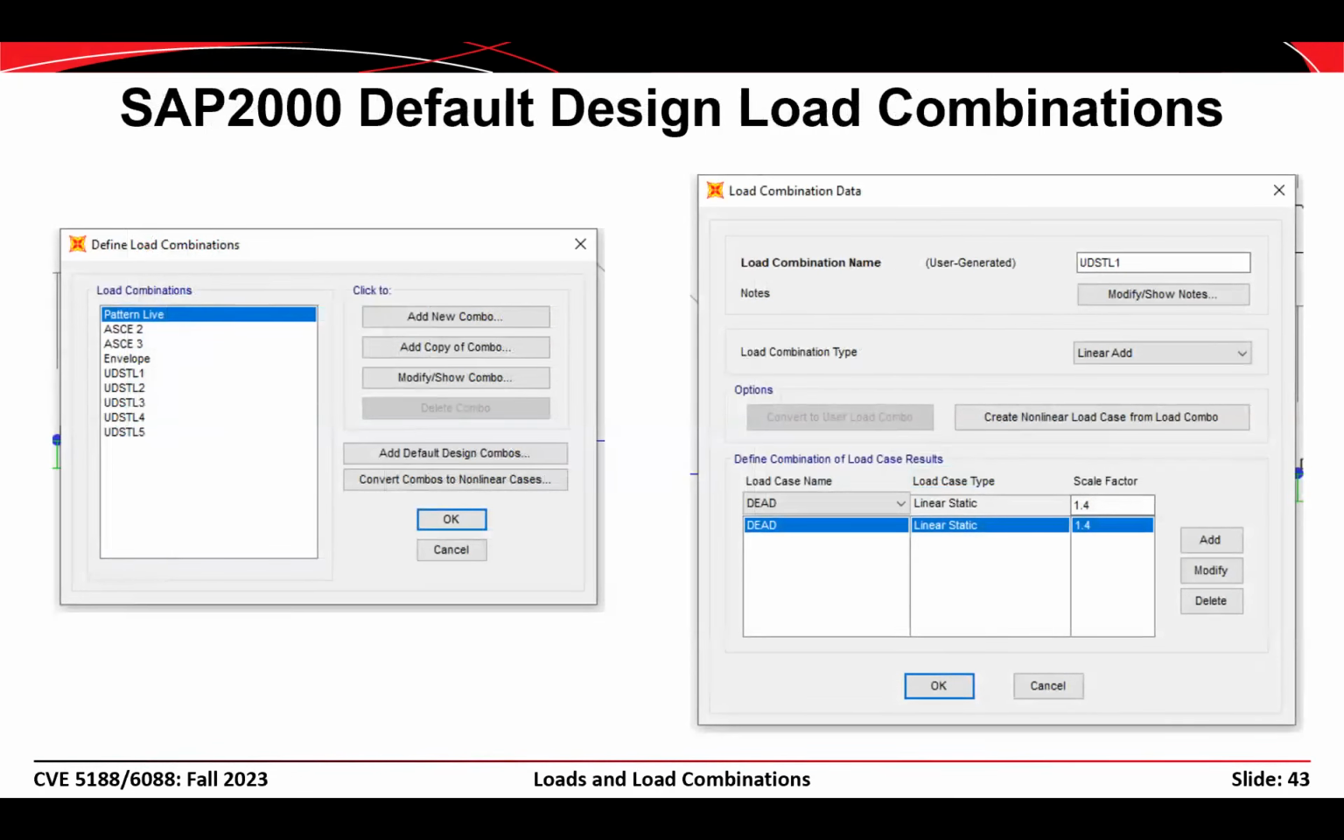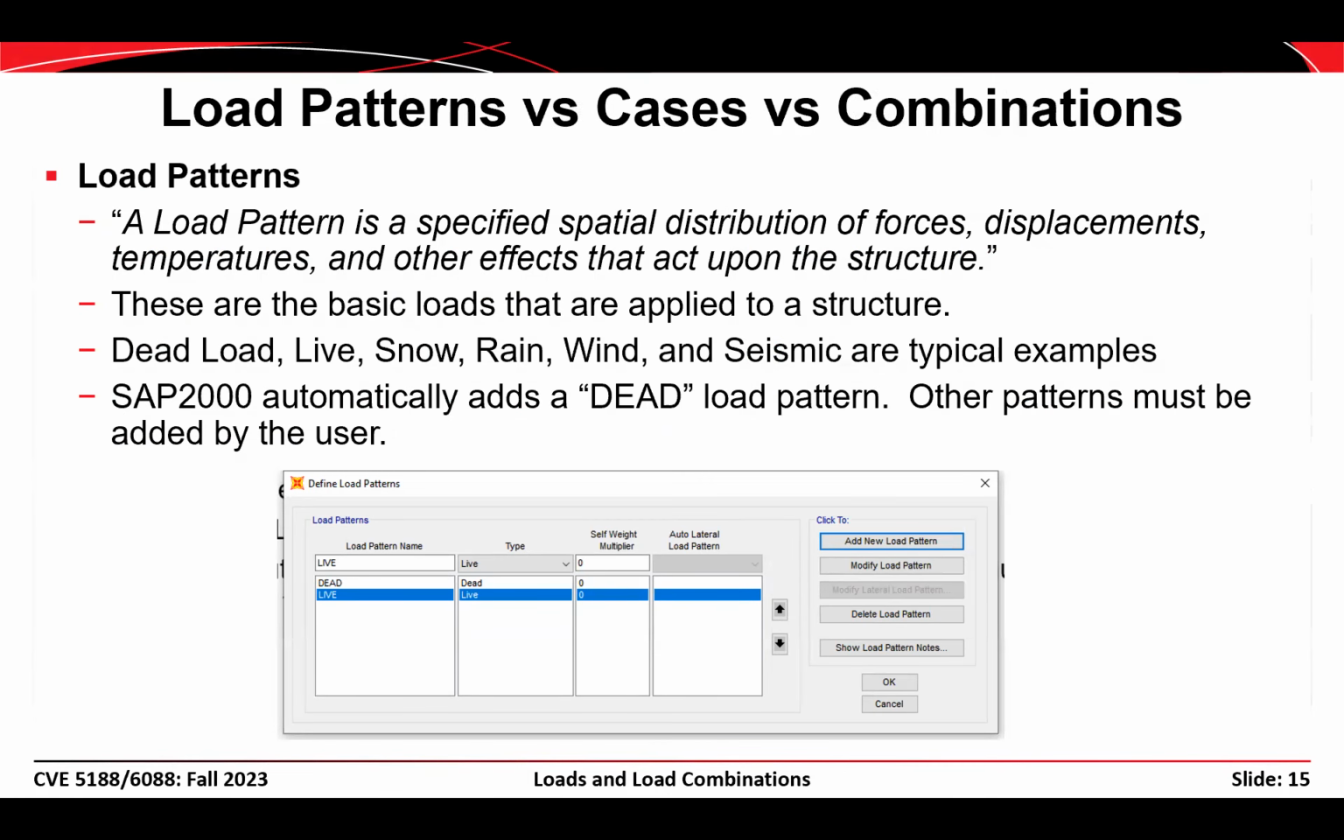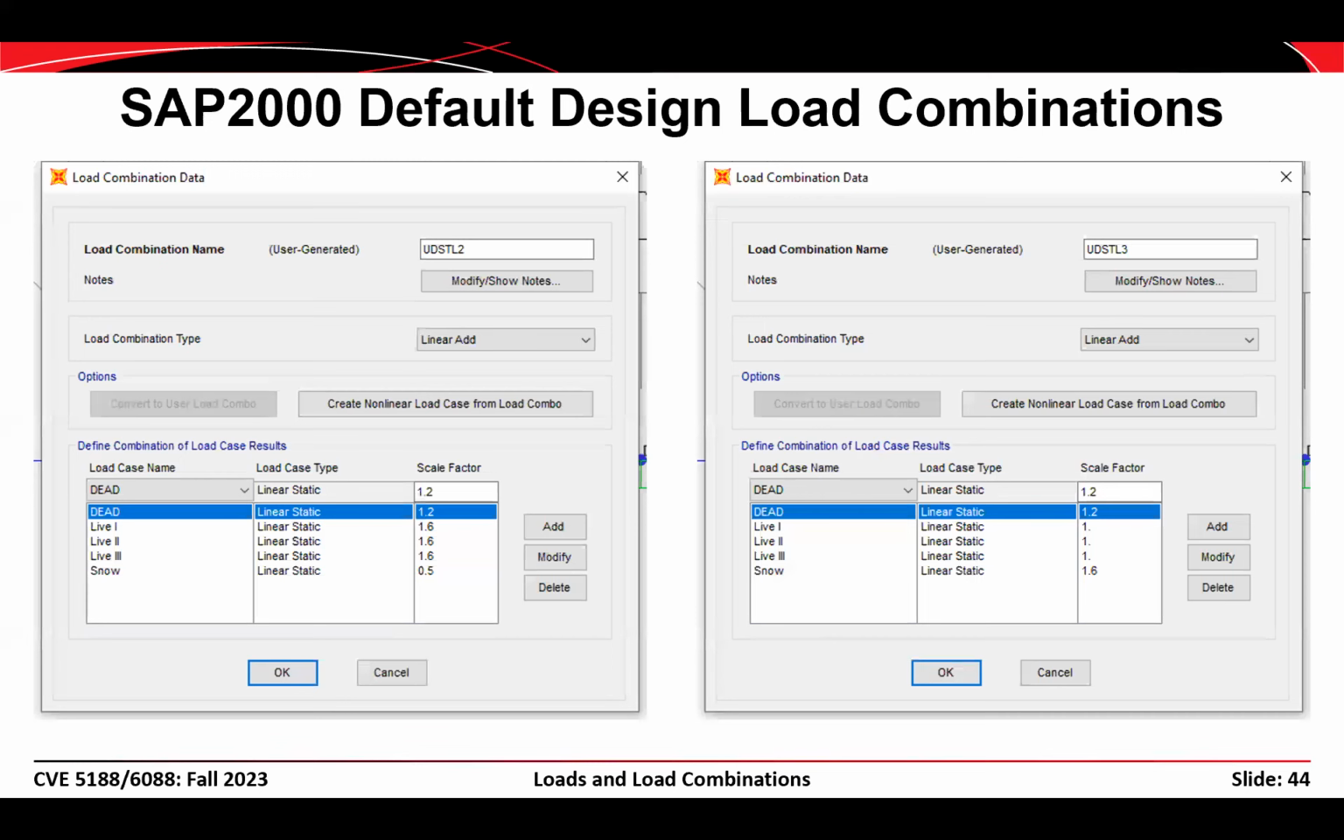So here's what UDSTL1 looks like. It's basically 1.4 times the dead load. And you could go in and look at UDSTL2, which is 1.2 times the dead load plus 1.6 times the live load plus 0.5 times the snow load, right? And so these are useful. So if you properly define your load types in the load patterns, right, we go back here to our load pattern definition, and we said that live is a live load, dead is a dead load, then SAP knows where the sources are coming from and it can apply the right factors. So if you do that, then you can use the built-in combinations, and that's pretty useful.